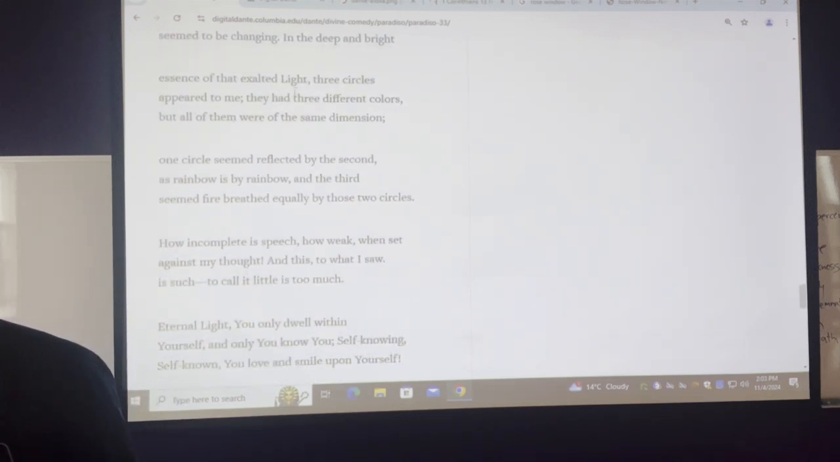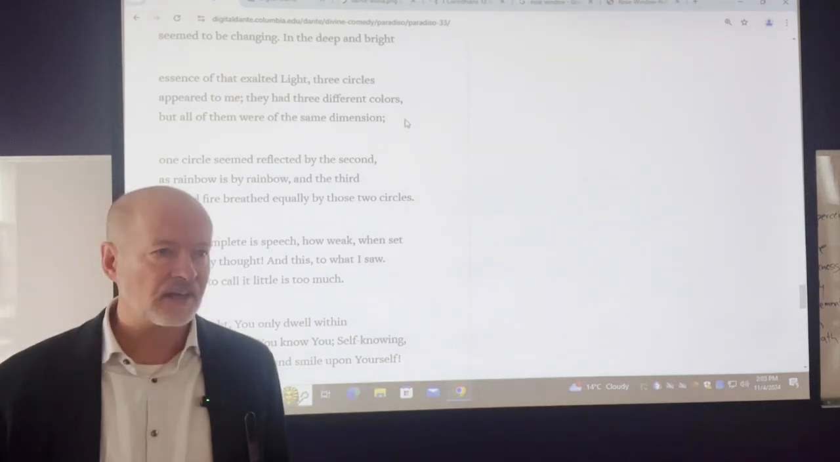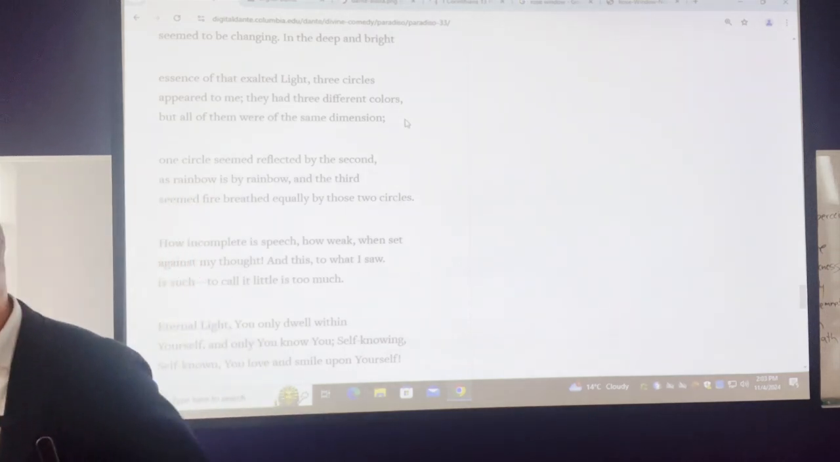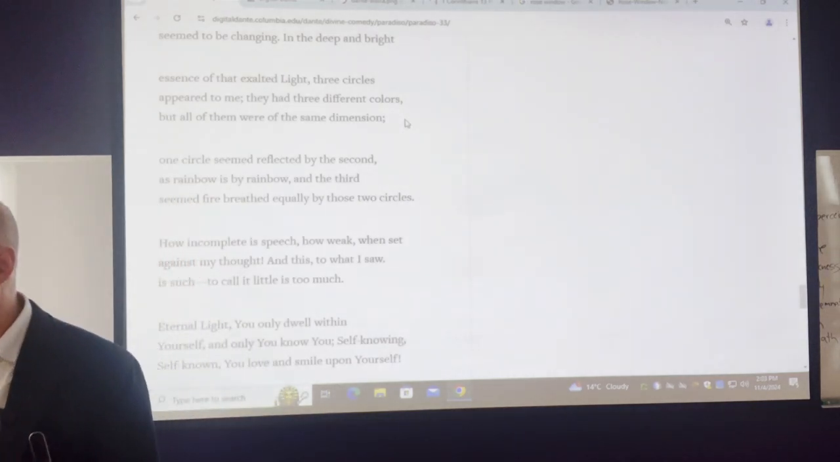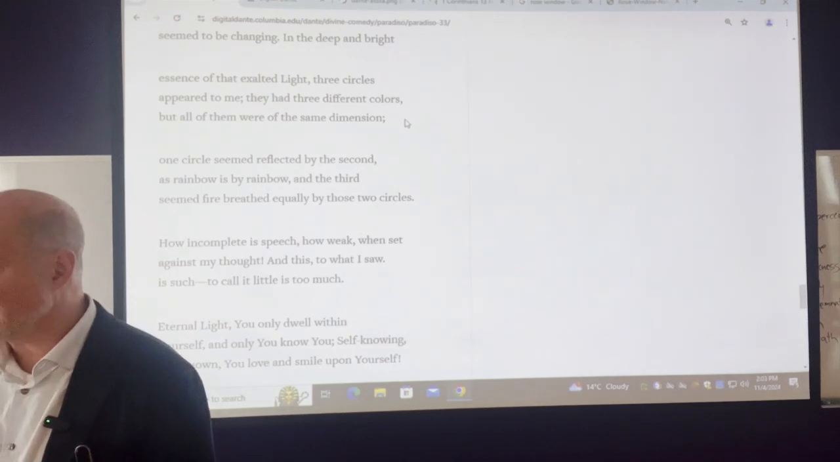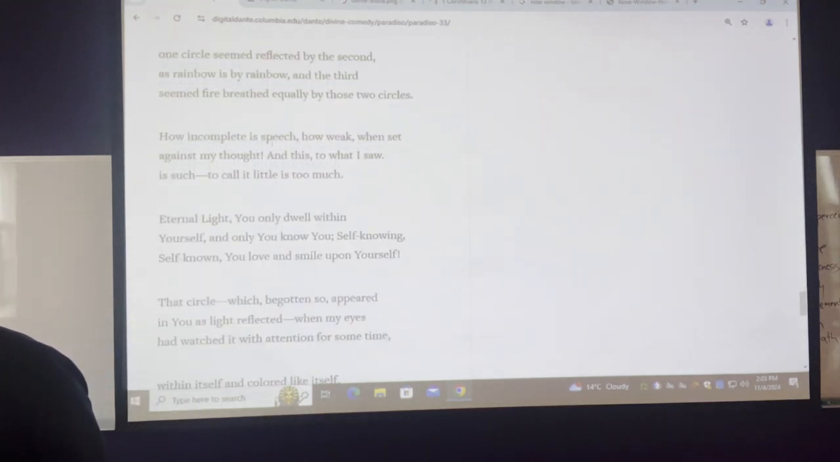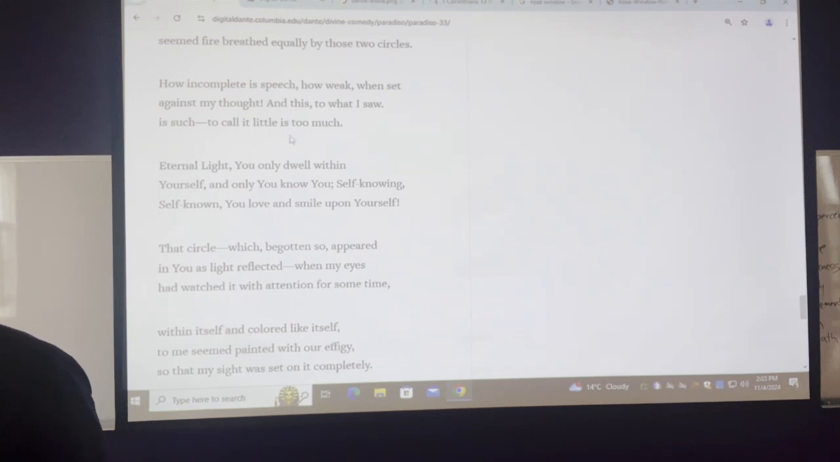And the essence of the light, three circles appeared to me, three different colors. All of them were of the same dimension. This is a vision of the Trinity that he gets at the end. One circle seemed reflected by the second, as rainbow is by rainbow. The third seemed fire breathed equally by those two circles. How incomplete is speech, how weak when set against my thought. And this, to what I saw, is such, to call it little is too much.